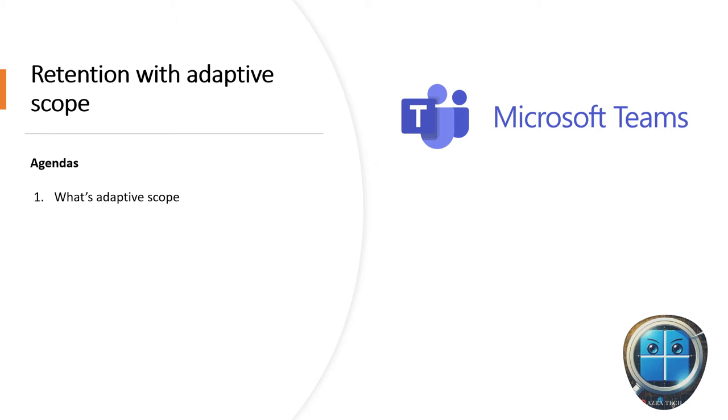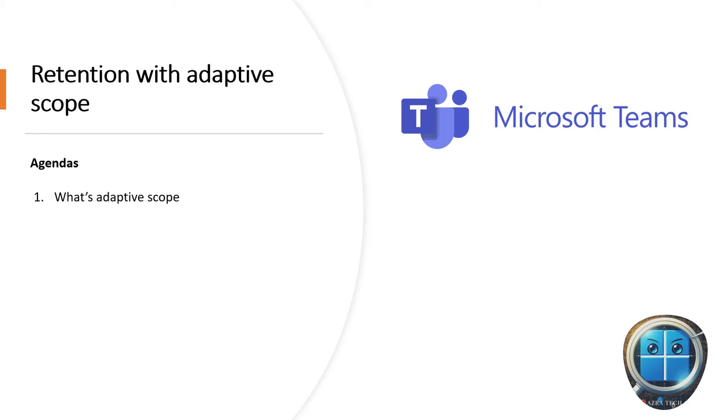So what you are doing with the adaptive scope is basically grouping your users that share the same attributes. For example, you will say, well, the HR users should have a policy that retains their chats for 5 years. And then you have finance users that need a retention policy retaining them for 4 years, or let's say 6 years. And then another group within your organization for another period of time.